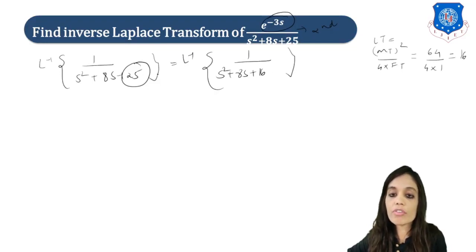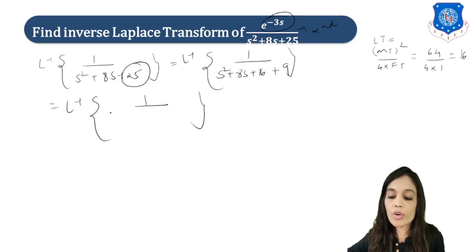Now total we want 25. So what will come? Plus 9. 16 plus 9, that is 25. So now let us write whole square. So 1 upon (s plus 4) whole square plus 3 square. Right? Now here you can see in the numerator we have 1. But here a is 3. So multiply and divide by 3.